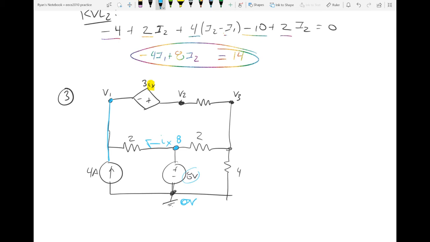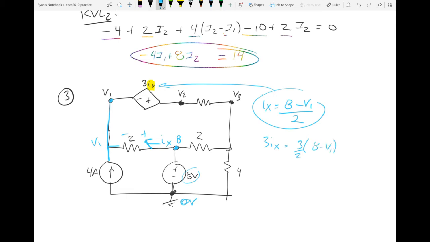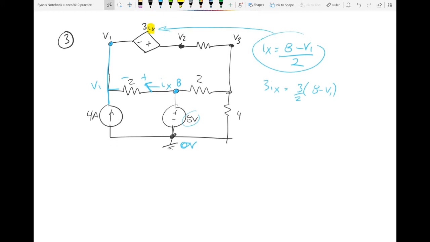This is V1, but so is all of this. This is also V1. So I can write that Ix can be written as, the current's going this way, so I do plus to minus. The plus side is 8, the minus side is V1, and the resistance is 2. And so I would take that, stick it in here, and instead of calling this 3Ix, I would call this 3Ix, which is actually equal to 3 over 2 times 8 minus V1. That way all of my equations only have V1, V2, and V3 as the variables.